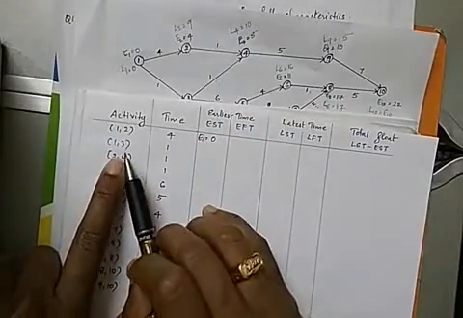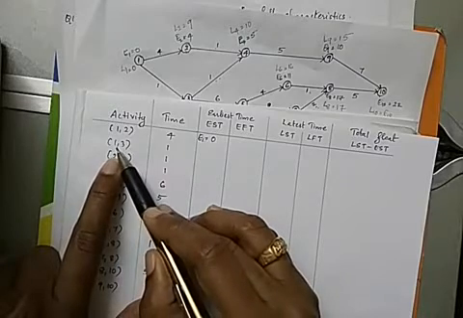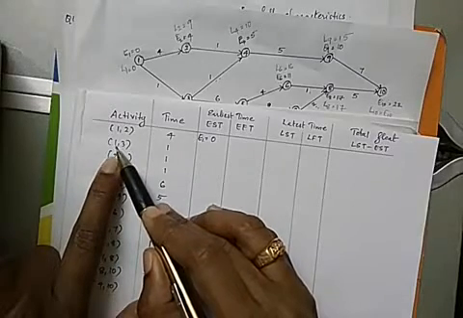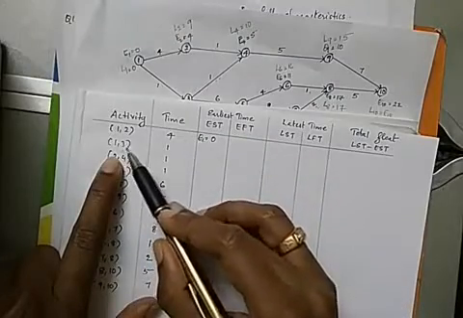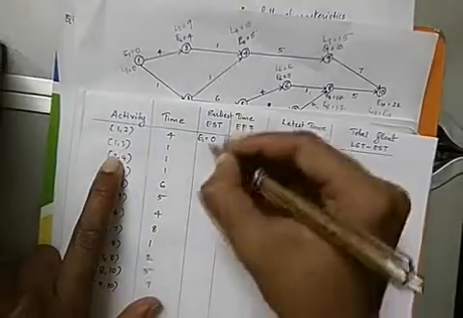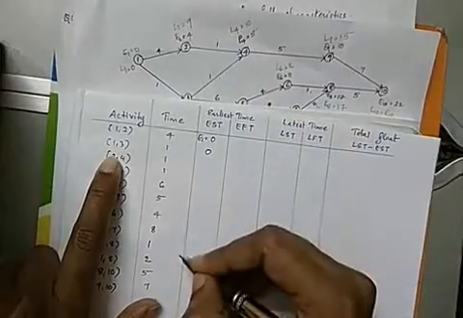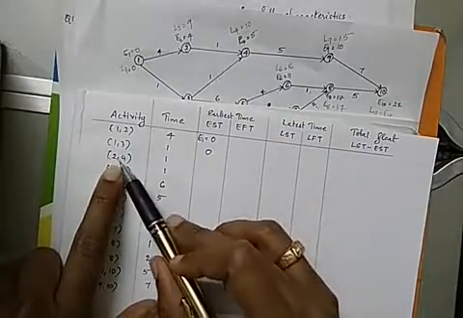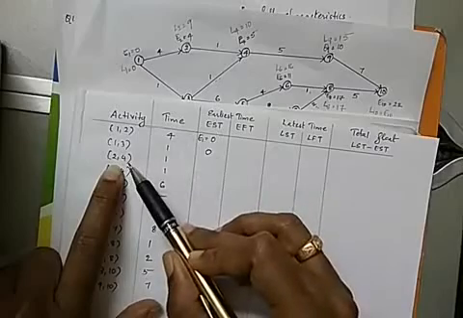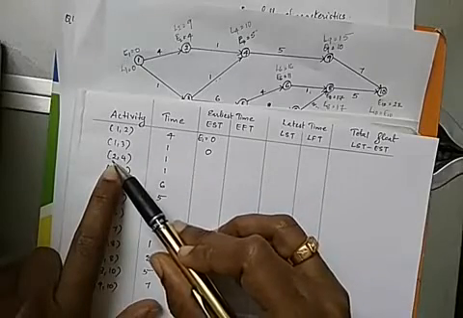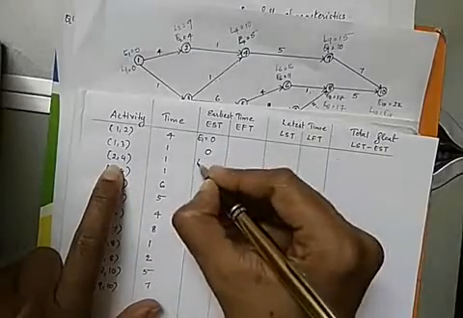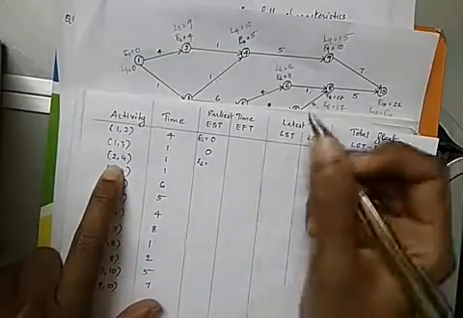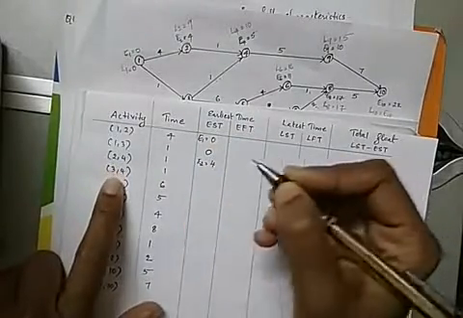Now for the second activity also, the tail event is 1. Tail event is a starting event. The tail event is 1. So the EST for activity 1, 3 is E1 again. So here also we write the value 0. Now the next activity is 2, 4. So EST for 2, 4 is the earliest value for the event 2. That is, here we have to write the value of E2. From the figure, E2 is 4. So write the value of 4 there.